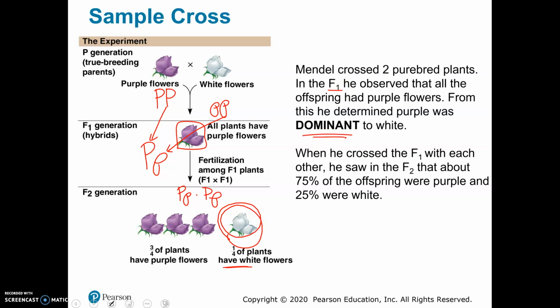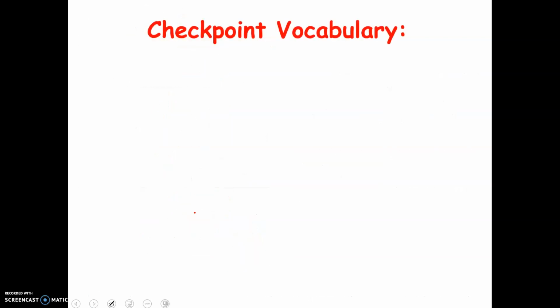But when he crossed the F1s with one another, he got about 75% purple, 25% white. And we see this with pretty much all of the traits that he studied. Every single time, one of them was dominant to the other, and then if he crossed two of these heterozygous ones together, he always got that same basic ratio. About 3/4 of the offspring had the dominant trait, and about 1/4 showed the recessive trait.